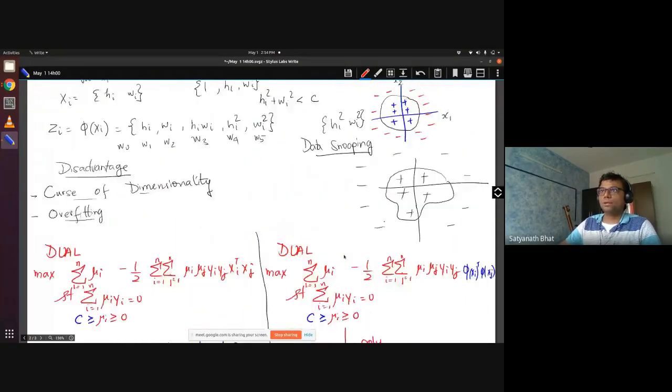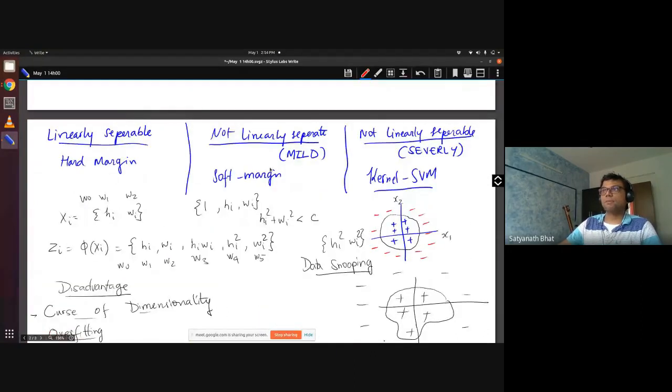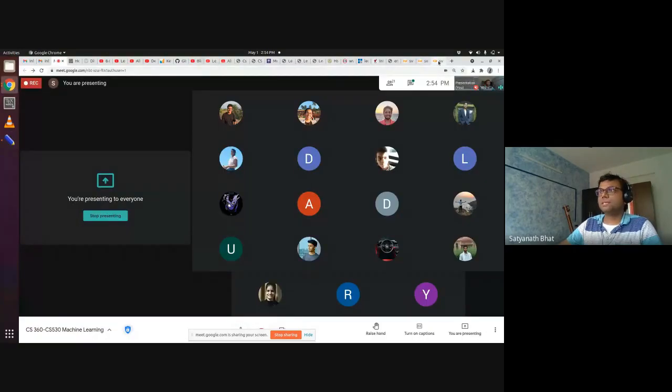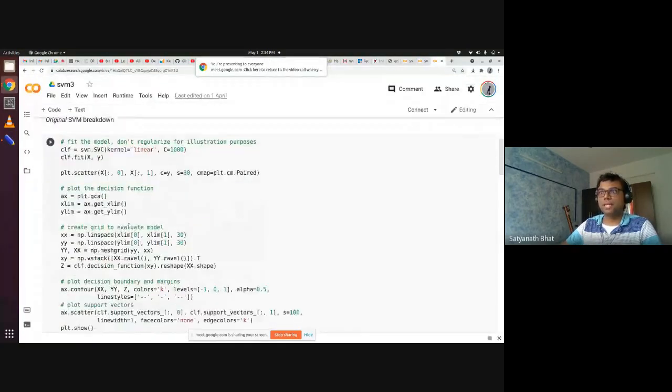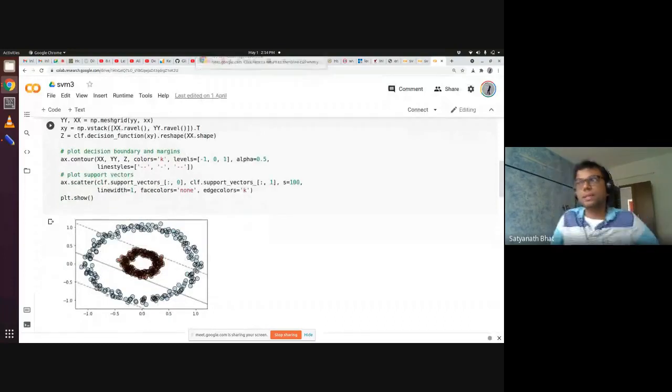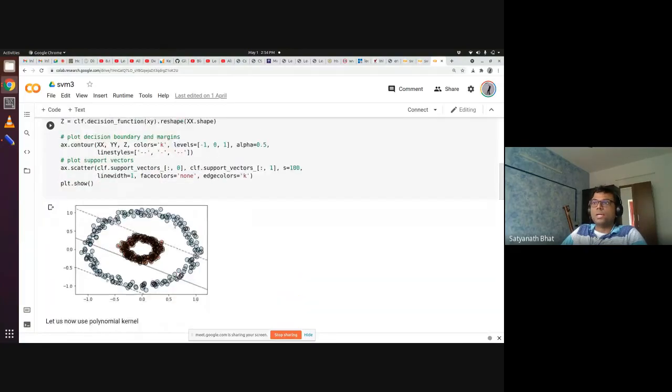So coming back to the problem, linearly separable we have seen, soft margin we have seen. Now we have to see a demo for non-linearly separable, which is also pretty easy. You look at points like this. In this example, the points are in concentric circles. If you look at this, there is no linear separation that you can get using any value of C. You can't do it.